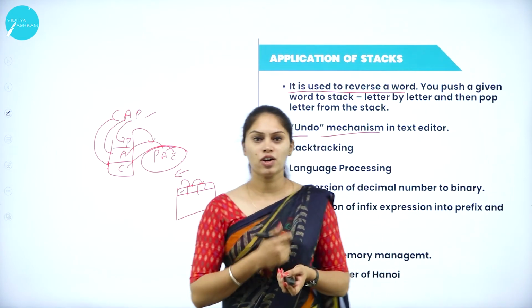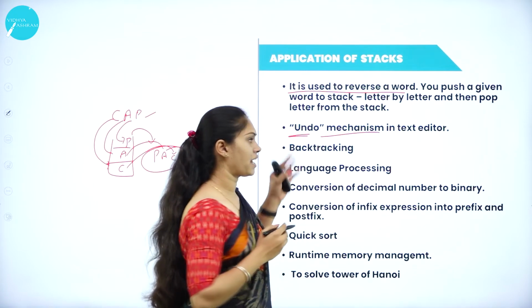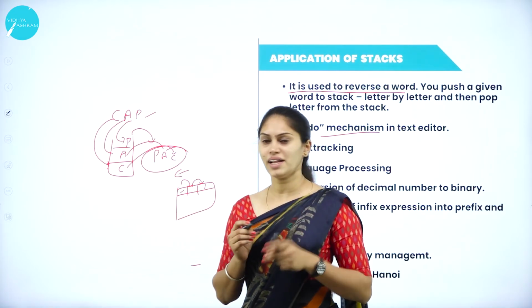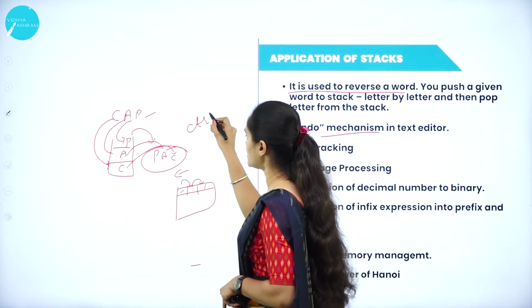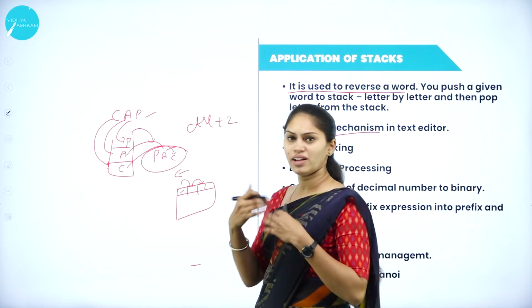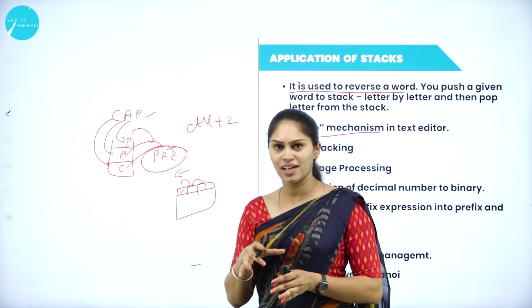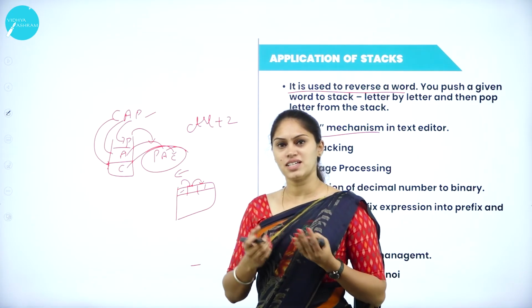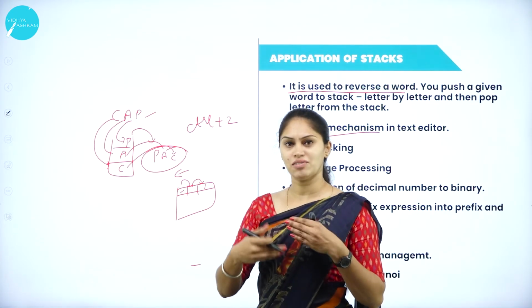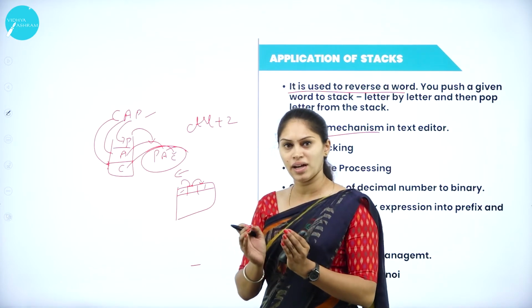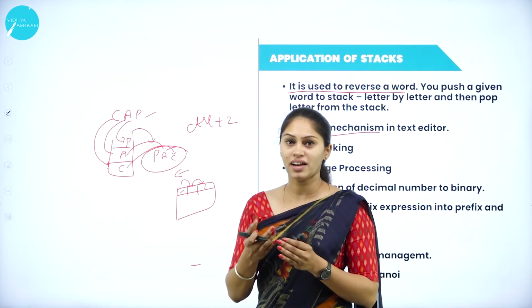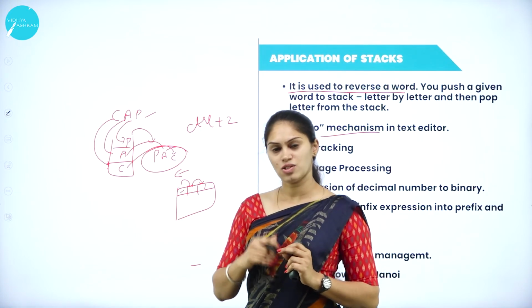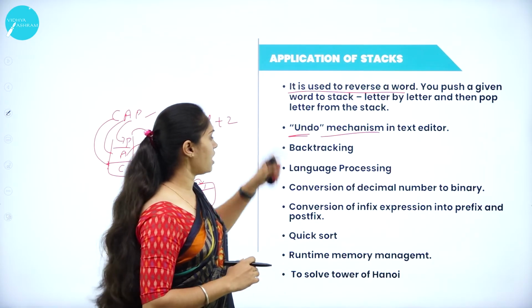So that is how we perform an undo mechanism in the text editor. Or else I can also use Control Z. Whatever I have done previously, if I want to regain it back, I can use Control Z. At that time, it will just reverse. So if it is reversing, then whatever operation has been done will be in the stack. So for that purpose also we are going to use the stack.